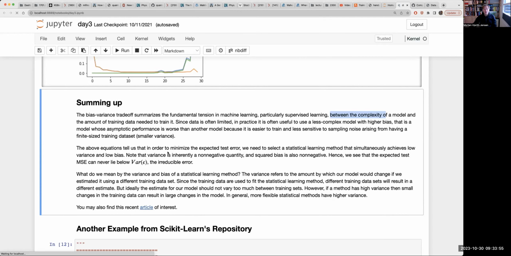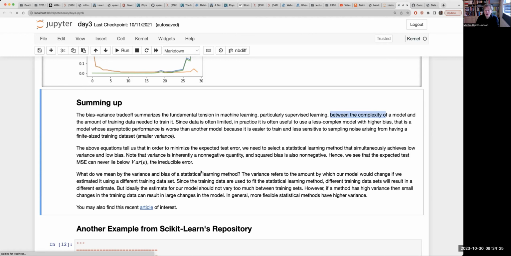So this simply tells us that in order to minimize the expected test error, we need to select a statistical learning method that simultaneously achieves a low variance and a low bias. Remember also that the variance is a non-negative quantity, and the squared bias is also non-negative. So we see that the expected test MSE can never lie below the variance of the noise which we have.